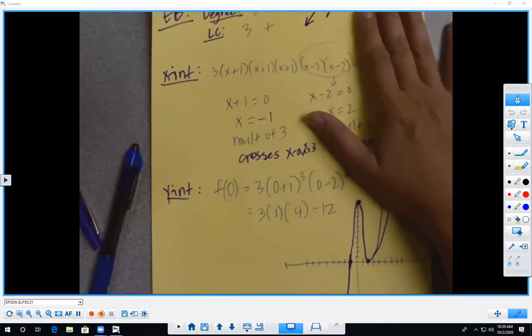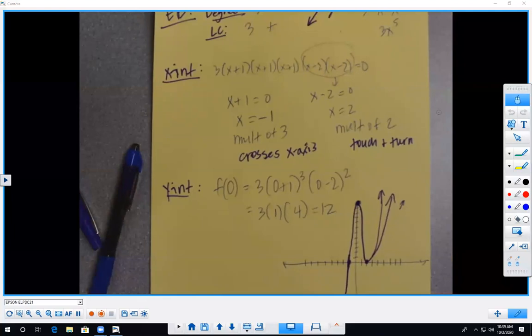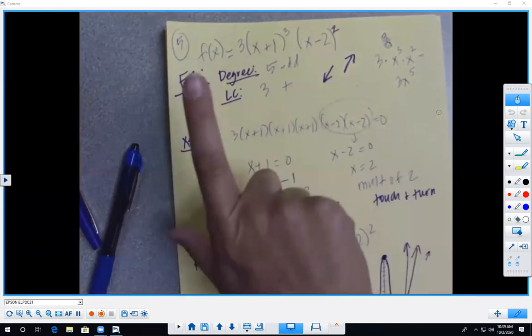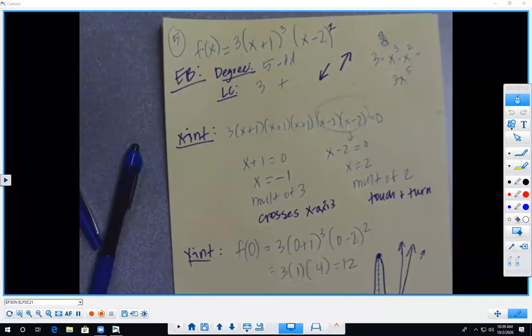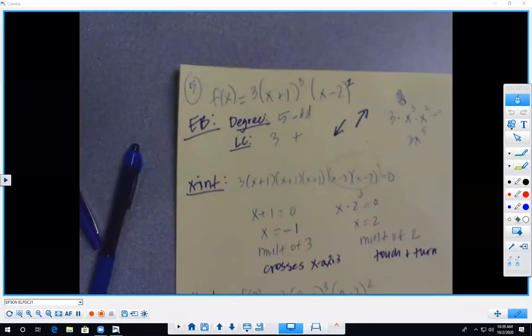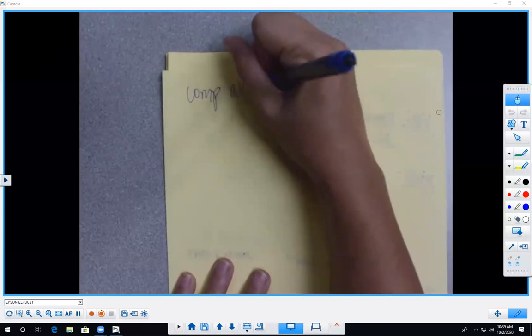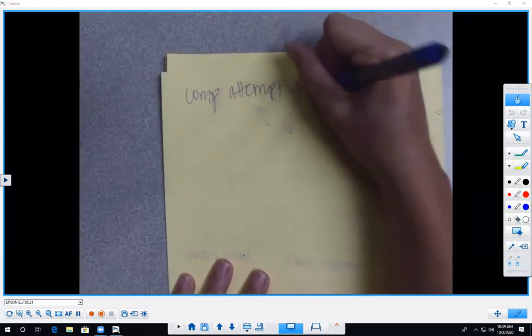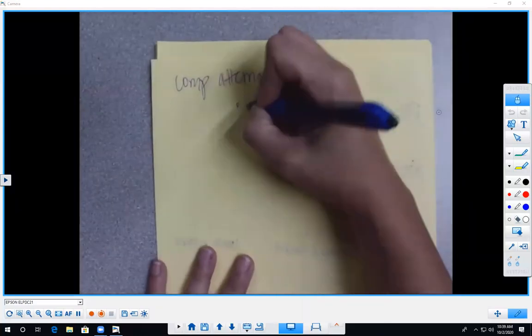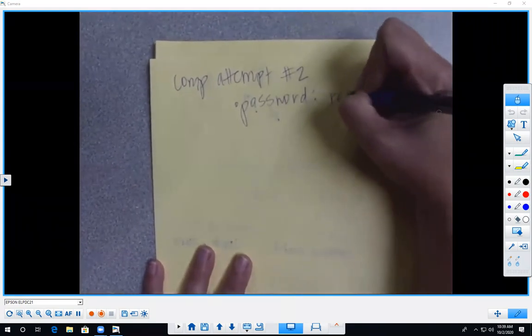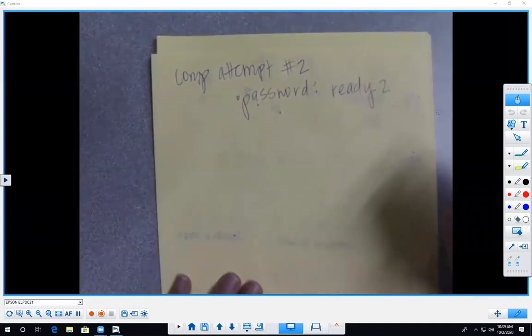Okay, next time we are going to learn how to divide polynomials with long division and synthetic division, and we use that to be able to solve them when they're not factored for us or they're not factorable. So I have 2 things for you to remind you about though. Just a reminder, you need to do your comp attempt number 2. If you're not already finished with that, or if you are not happy with that grade, remember the password is ready2, and it is available now until Monday night at midnight to take it.